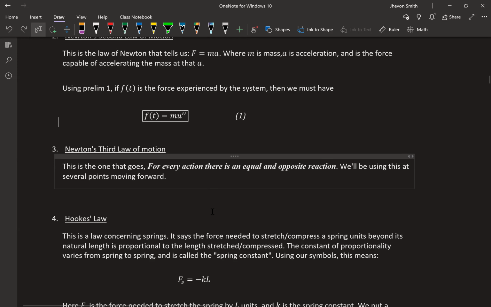Newton's third law: for every action there's an equal and opposite reaction. We're going to be using that to balance our free body diagrams to figure out how these forces are going to interact with each other. So we'll be using that from now and then.